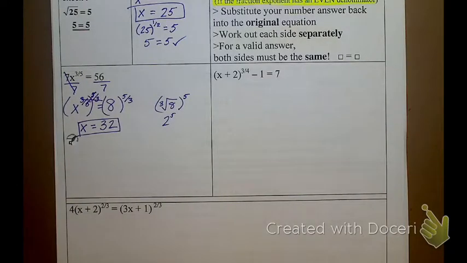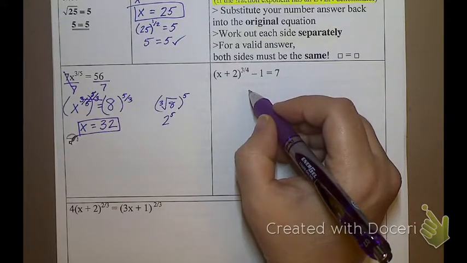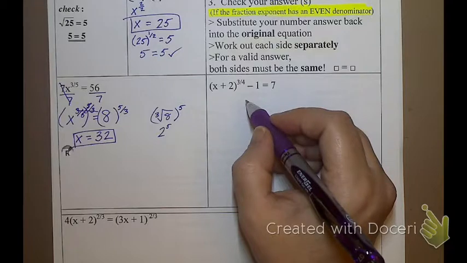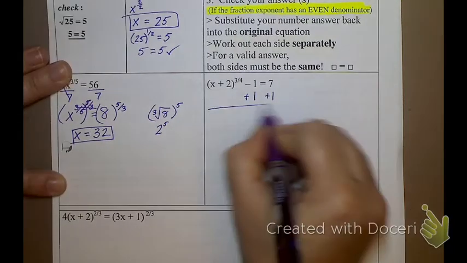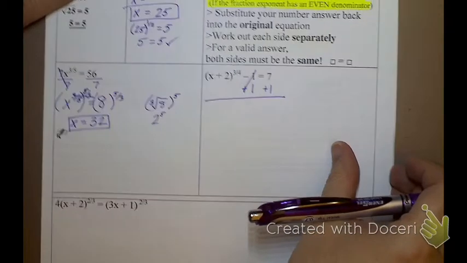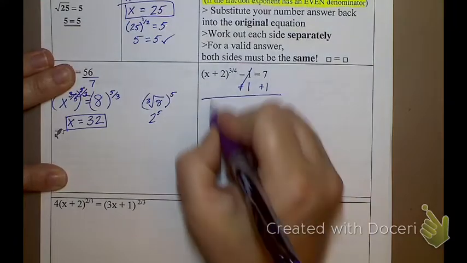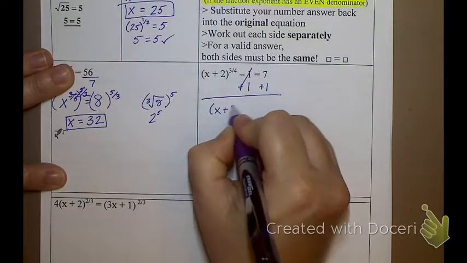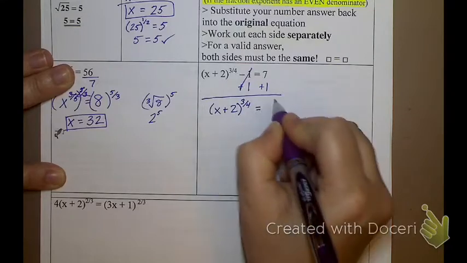Pretty easy? All right, let's go to the next one. Is my variable in the exponent alone? Yes. What do I need to do? Add 1. By the way, I should have asked this, but am I going to need to check my answer? Yes, because what's my index? 4. So let's see. (x + 2) to the 3/4 power is equal to what?